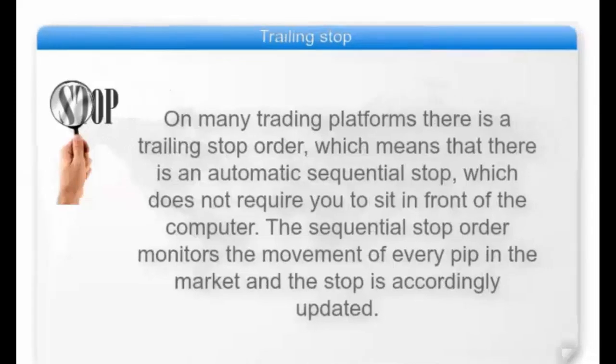In many trading platforms, there is a trailing stop order, which means that there is an automatic trailing stop. You don't have to sit in front of the computer all the time. Such an order follows every movement of every pip in the market, and the stop adjusts itself accordingly.